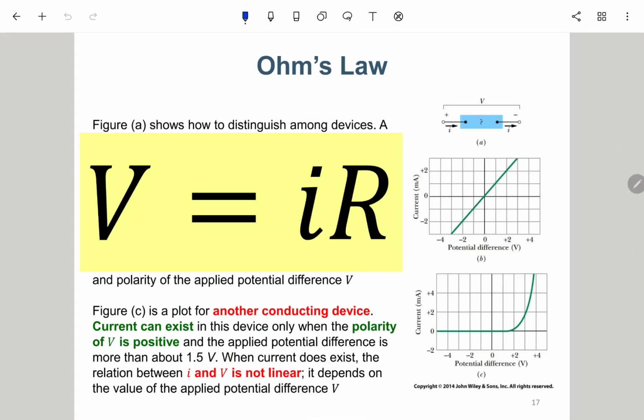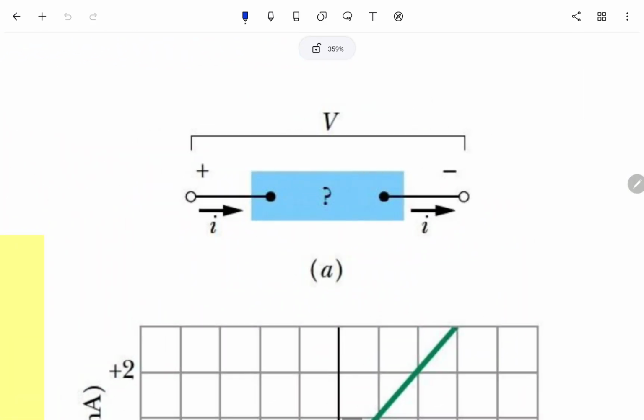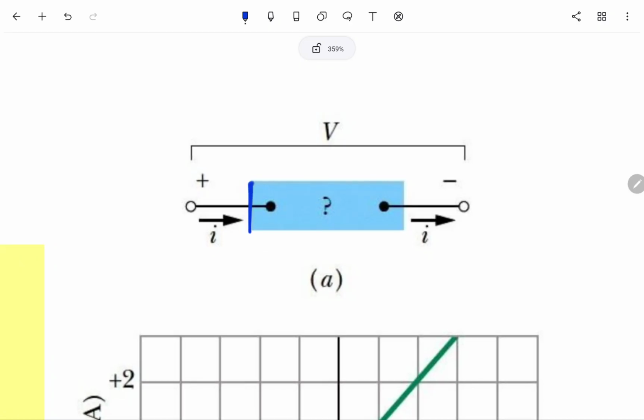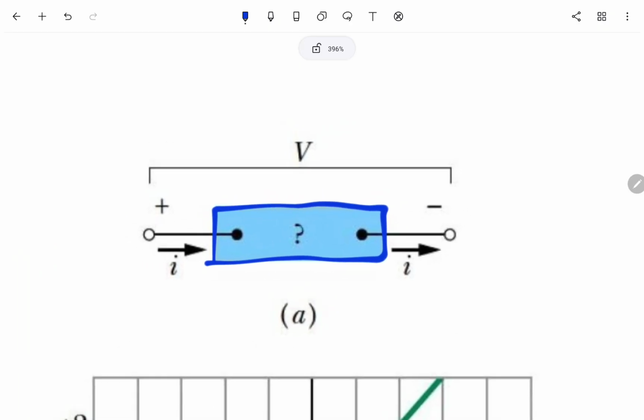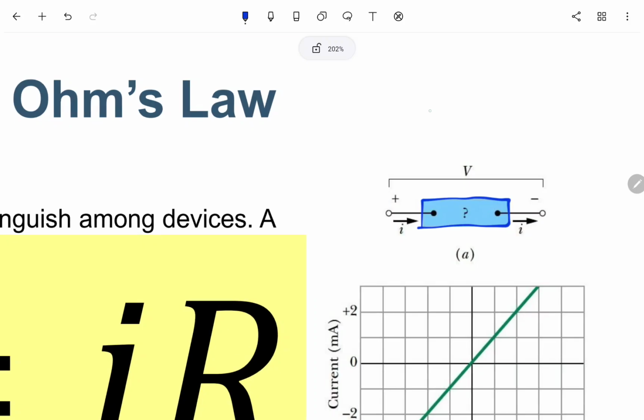Next part will be Ohm's law. I think in high school physics you probably already know what Ohm's law is. Originally there is quite a lot of text on this page, but simply speaking, it is nothing but V equals IR. I won't go through all the text. The idea here is that we have a resistance. Usually in a circuit diagram, we use a symbol like this to represent a resistance.